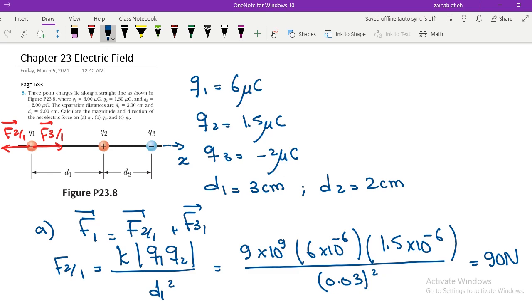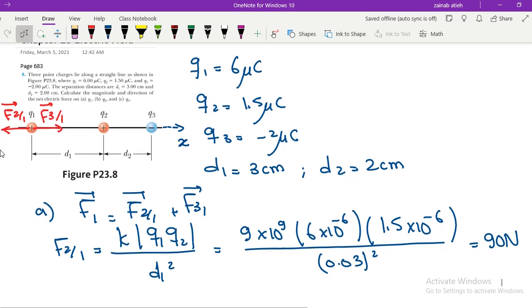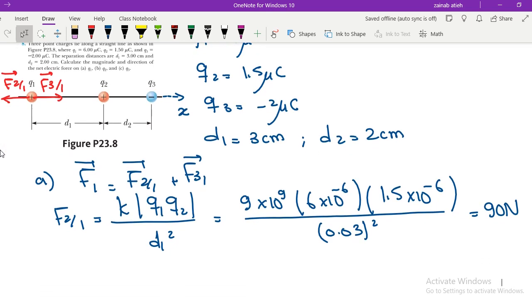Now I found the magnitude. Now I write it as a vector. How to write it as a vector? Simply I look: is it along i? Is it along j? Does it need projection? Here it appears that it's along the x-axis but in the opposite direction, opposite to i. So F2 on 1 is equal to minus the magnitude F2 on 1 times i. It's minus 90 i. So now I've arrived to write F2 on 1 as a vector in terms of i.